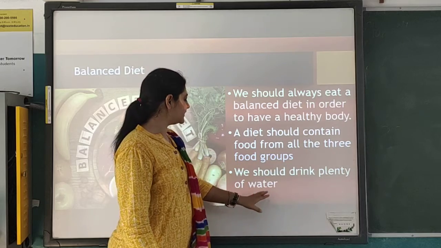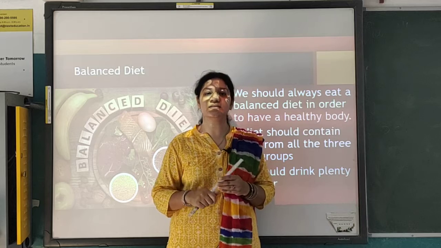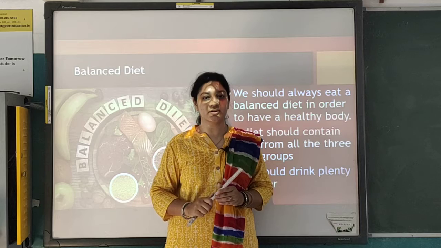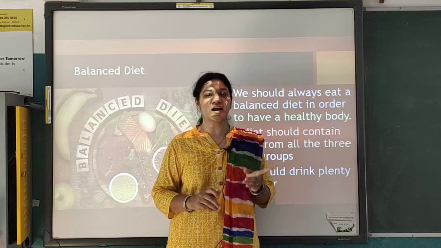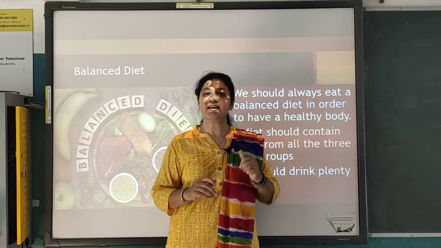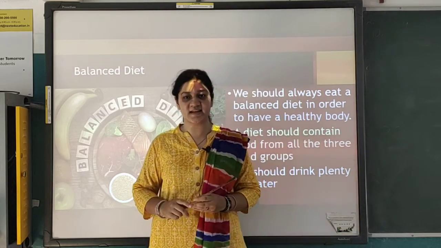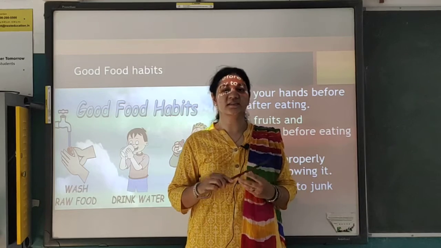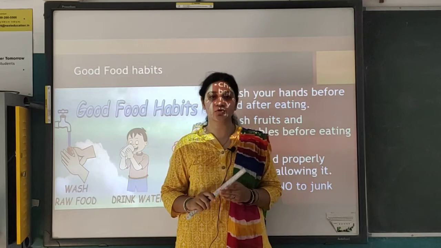We should drink plenty of water. Now water, our body is made up of 70% of water. That is why we should have at least 6 to 8 glasses of water in a day. If you remember in our last chapter, our body, we had understood that we should drink water in order to keep our kidneys healthy, right? So we all have understood what is a balanced diet. We understood that we should have a balanced diet. We understood food. Okay, we understood food groups.